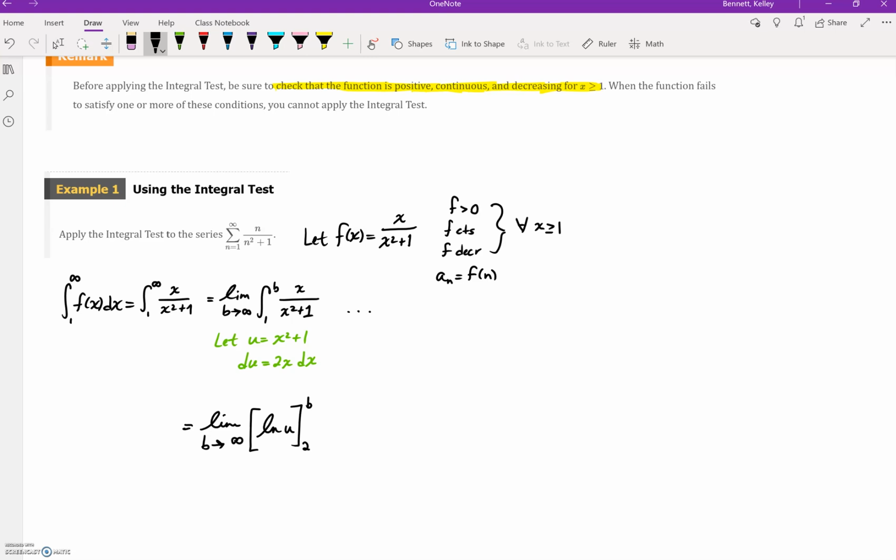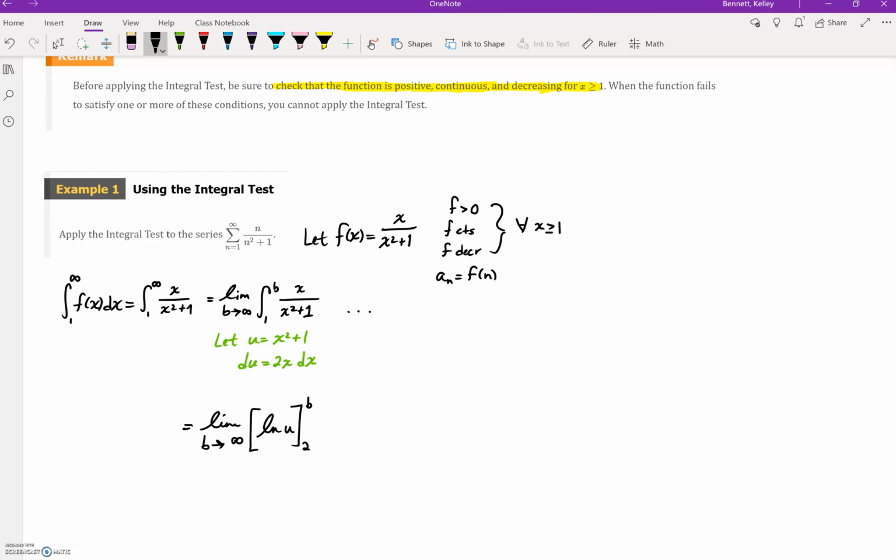So b is just a dummy variable. I changed the lower limit of integration per the u substitution. If I had done that with b, I would have gotten b squared plus 1. It doesn't matter because b is going to infinity. If it's b by itself going to infinity, it goes to infinity. If it's b squared plus 1 going to infinity, it goes to infinity. So it doesn't really matter there.